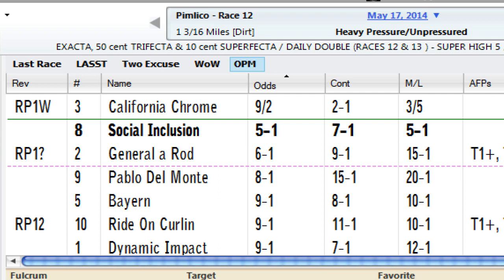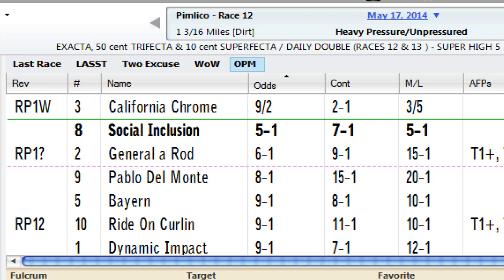If I'm looking and I get a decent price on General A-Rod, yeah, sure. What odds would I take, you might ask? I'd need 12 to 1 and up. I think it's a good value investment at that. As far as exotics, I will probably use Social Inclusion being the fulcrum and second on the line.